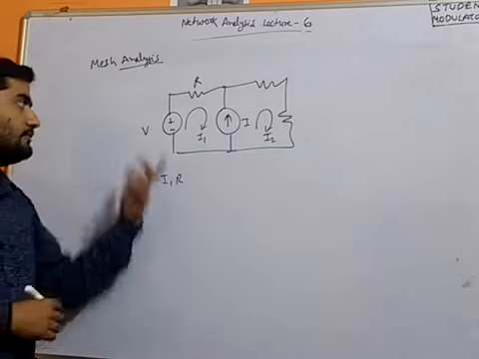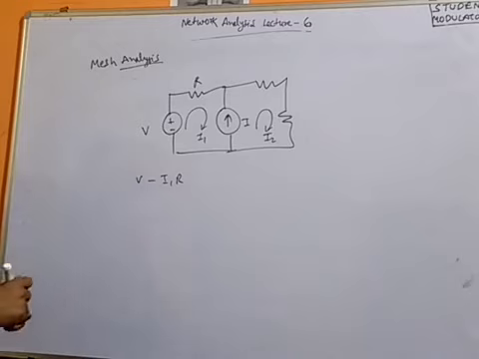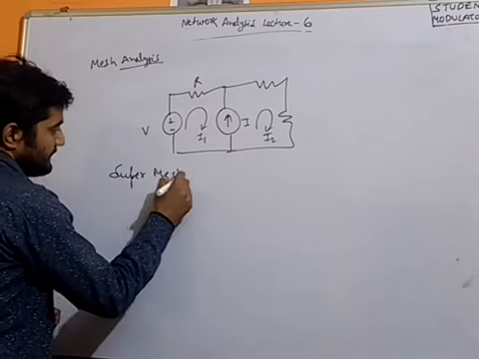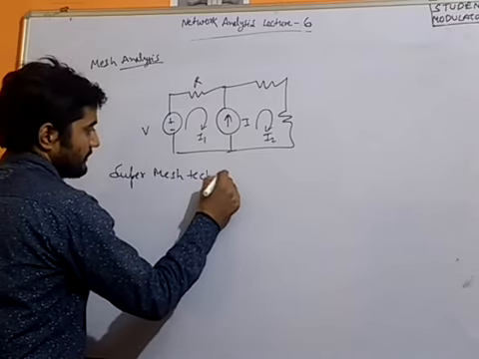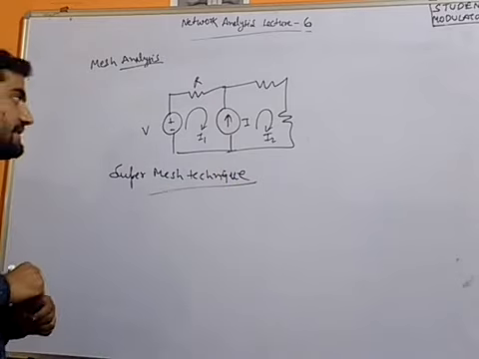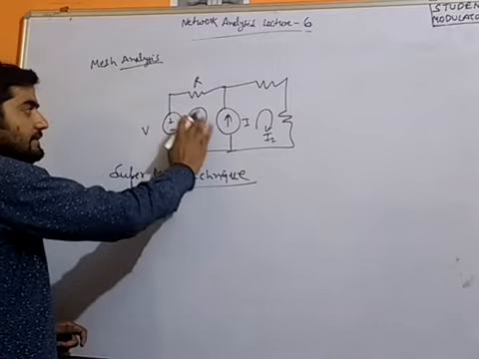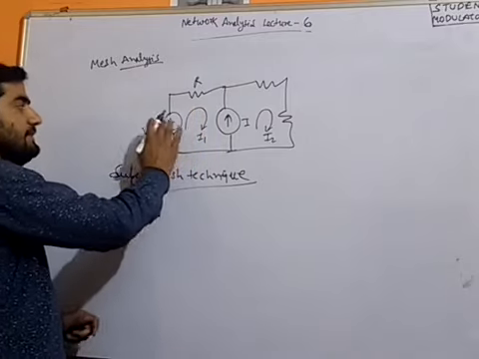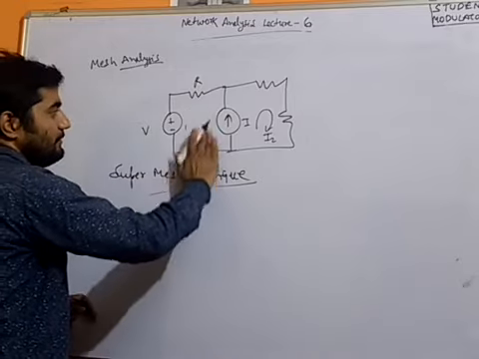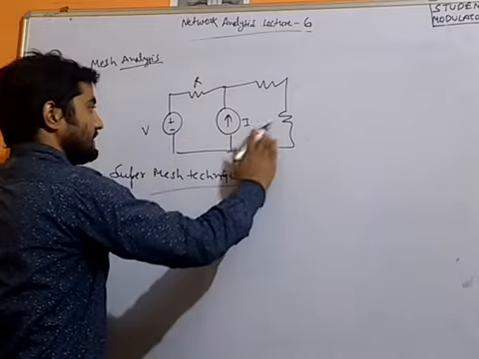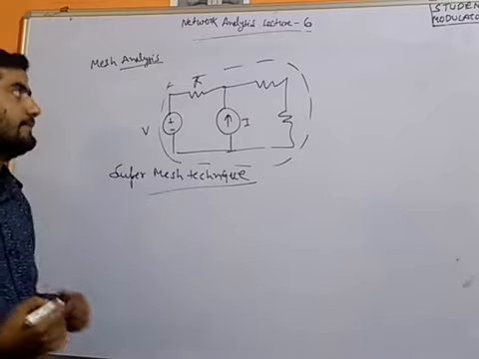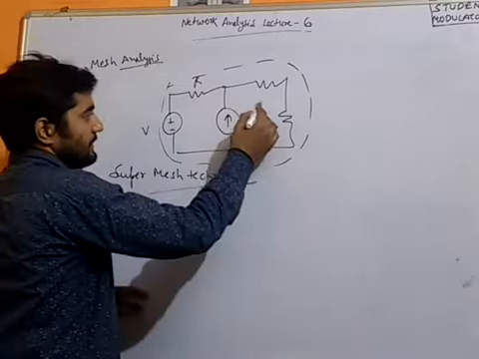Now what we can do is use the supermesh technique to solve this type of network. Supermesh technique means that instead of taking a mesh, a loop having no inner loop, we take a supermesh, which has an inner loop. We will consider this type of supermesh, and we also apply some KCL to it.